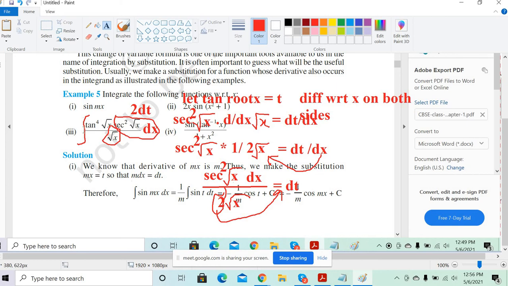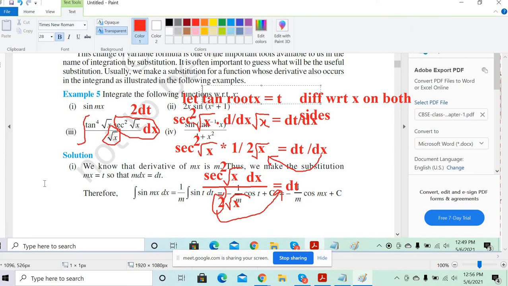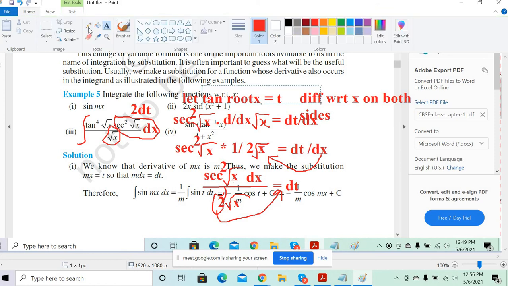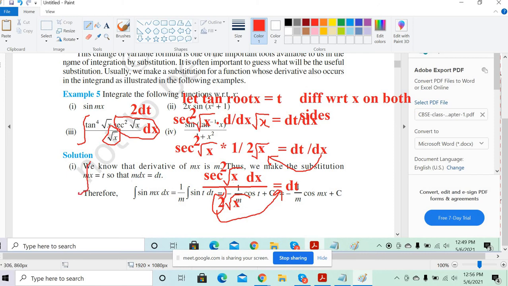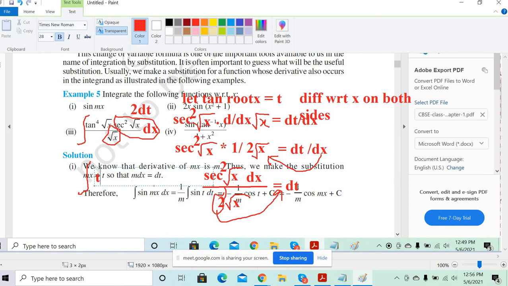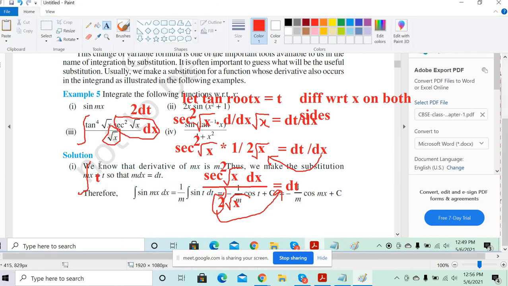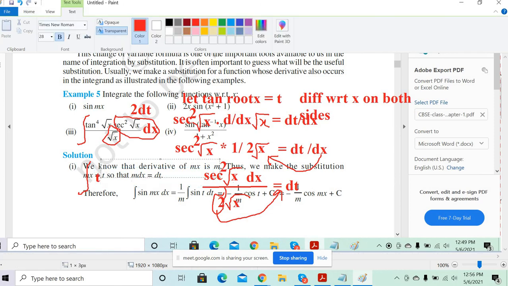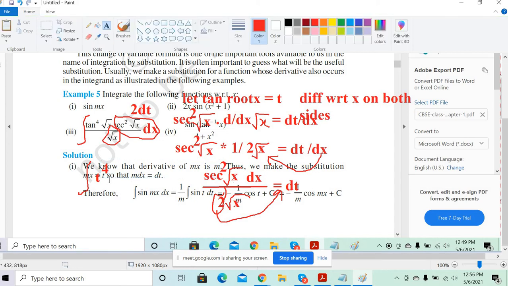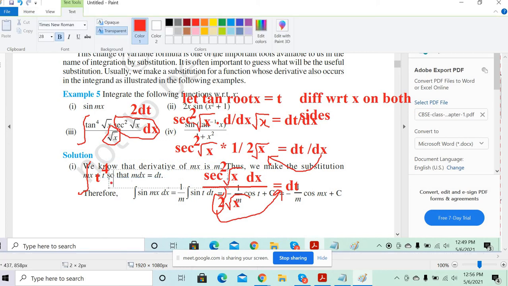Yes, sir. Now what is left? Tan power 4 root x. We have assumed that tan root x is t. So when you substitute it, what will it become, Vijay? T power 4, isn't it? T power 4 into 2 dt.